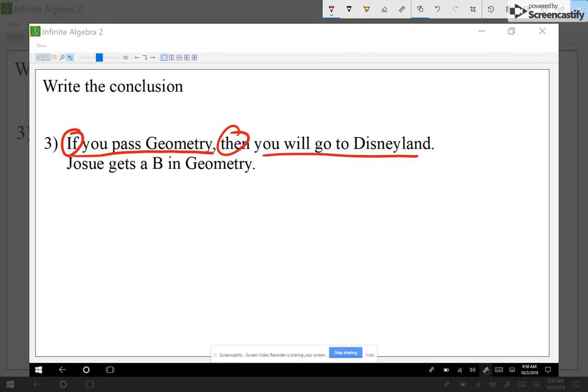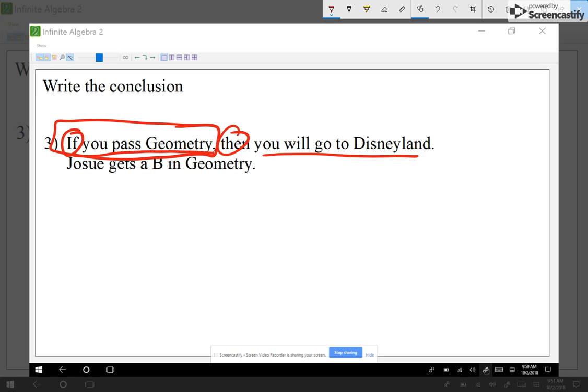Now, the if is the conditional part, but the if part is not always at the beginning. Because instead of writing, if you pass geometry, then you will go to Disneyland, I could have said, you will go to Disneyland if you pass geometry. So the if part is always the condition. It doesn't have to be at the beginning, it's somewhere in there, right? But that's the if part. Because once again, I could have written that as, you will go to Disneyland if you pass geometry.